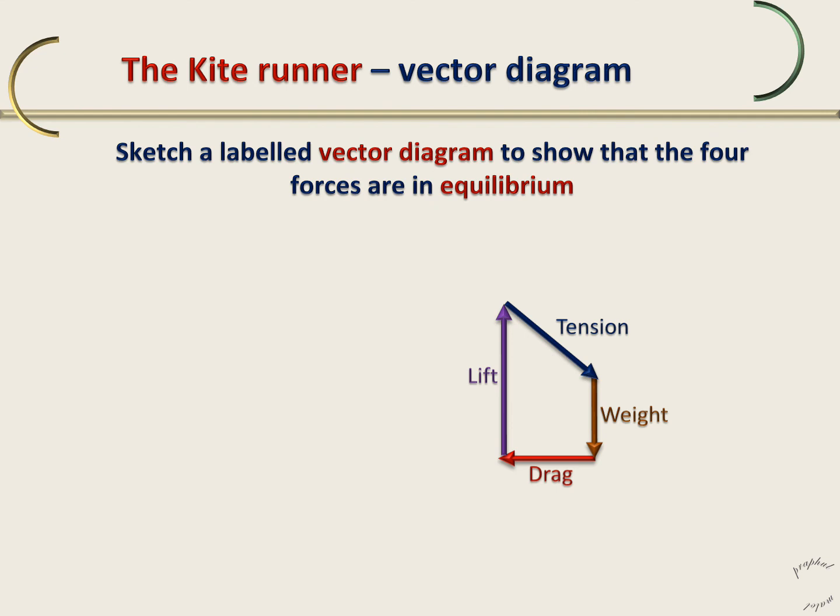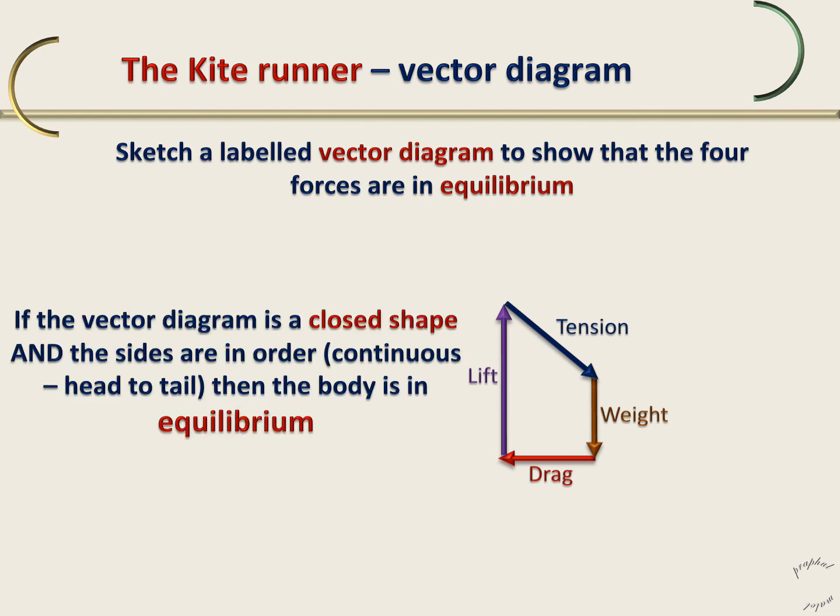Any closed shape will show the body is in equilibrium. And you can see all the forces are continuous, all the vectors are continuous. So if you get a closed shape and all the vectors in the shape are continuous, that means equilibrium. That's the condition for equilibrium. In any situation where you are asked to prove the body is in equilibrium, you have to fit the vectors in the correct place so that you get them continuous to each other, and also get a closed shape. This is what you mean by equilibrium. Now let's do a calculation for the same situation.